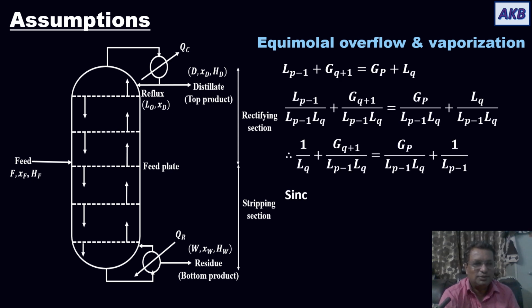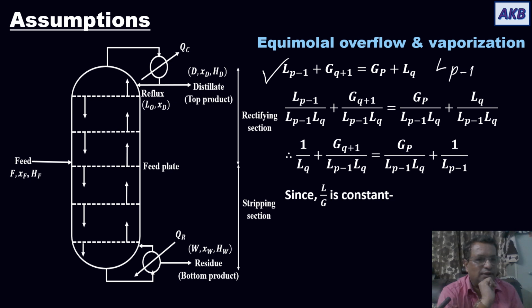Okay, so next, in continuing the same discussion, again I am starting with the total material balance for a section which has two adjacent trays in it, and this time I'm dividing each term with this product LP minus 1 into LQ. Okay, so I have done that over here.